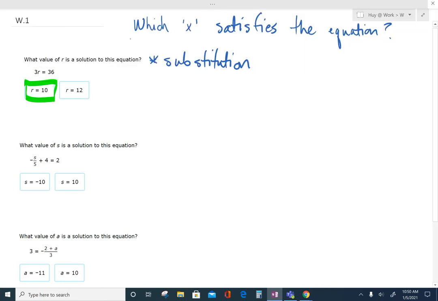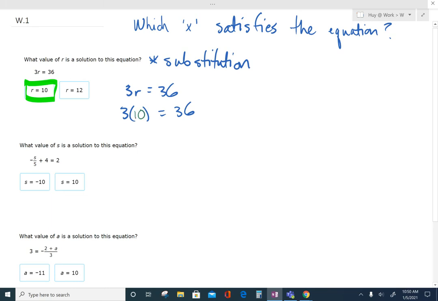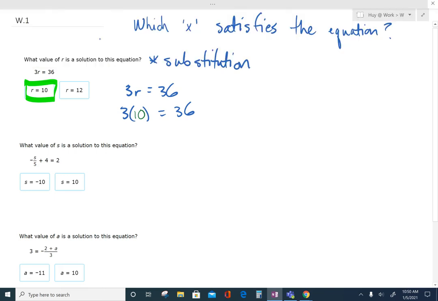So if I went into the equation, and the equation is 3r equals 36, I'm going to take the value 10 and then replace the letter r with that, okay? So it's going to look like this. 3r means 3 times 10. And does 3 times 10 equal 36? No, 3 times 10 equals 30, and 30 does not equal 36, right?